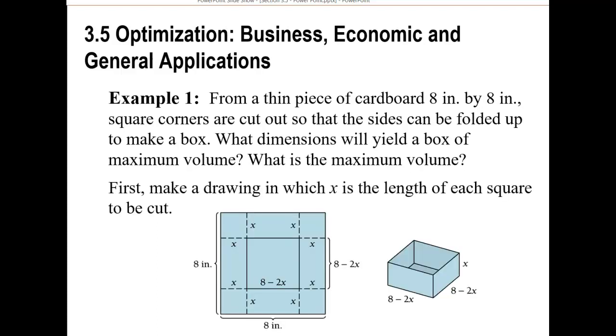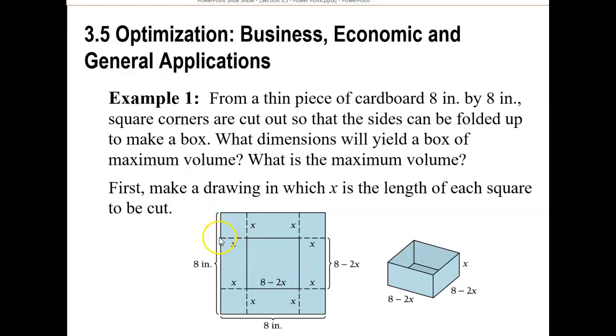All right, so let's make a drawing. So we have an 8 inch by 8 inch piece of cardboard. It's the original square here. You're going to cut out square corners. So each corner, if it's a square, has dimensions. We're going to use the variable x here. So x by x is going to be this corner. Same dimension over here, x by x. So an x by x square out of each corner.